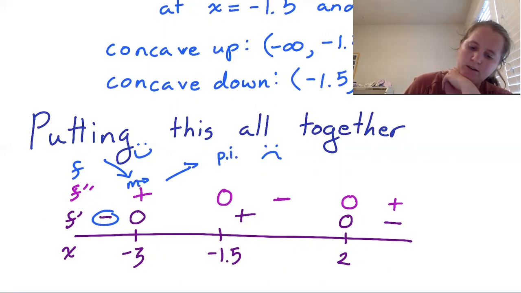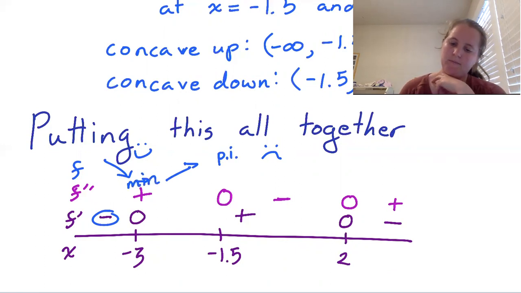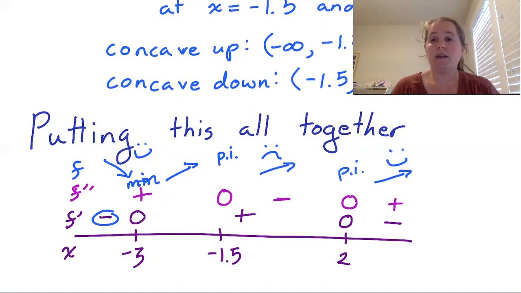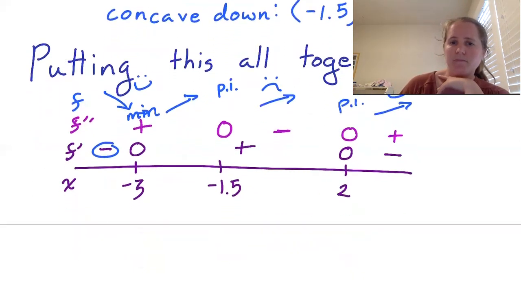We had a min here. Our function is still increasing at this point. We're going to switch to concave up at the end, and we're still increasing. We'll have a point of inflection here instead of a max or a min.